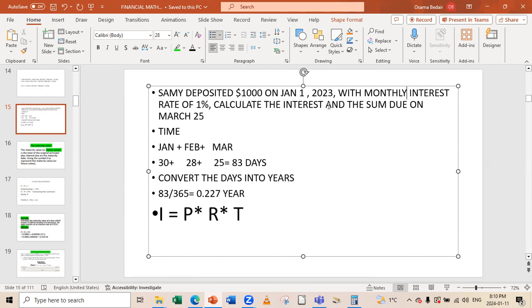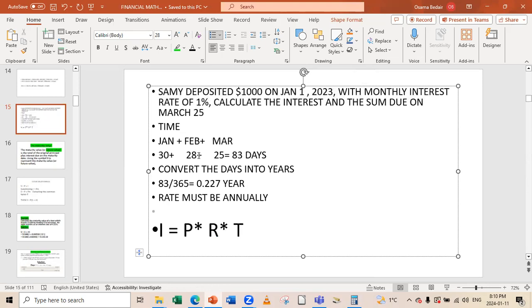The interest rate, as you see here, is 1% monthly. Can you see this word, monthly? Can you see it, guys? Monthly. So I have to change the rate as well into annually. The rate must be annually. So here I will change 1% times 12, which is 12 months. That will give me 12%. Cool. Now it's very easy for me.